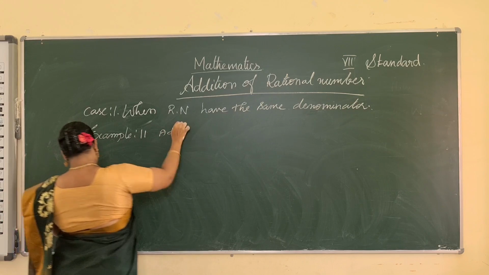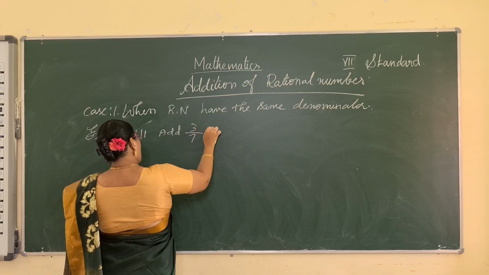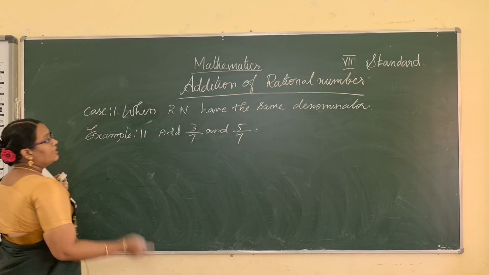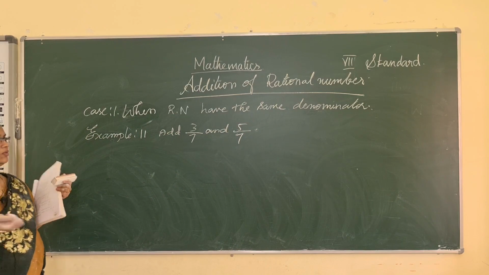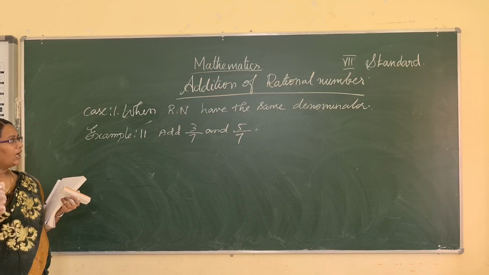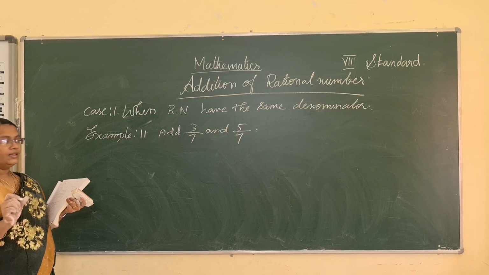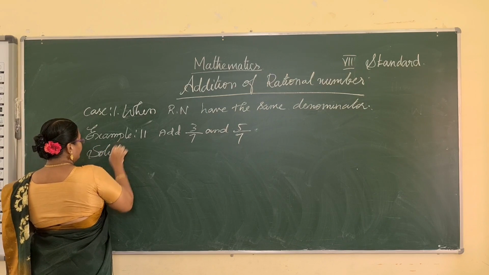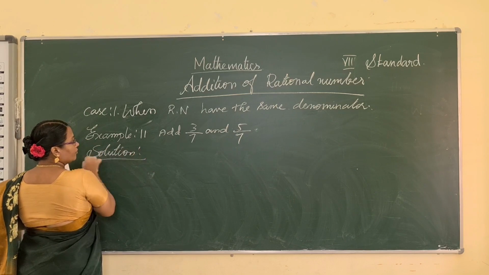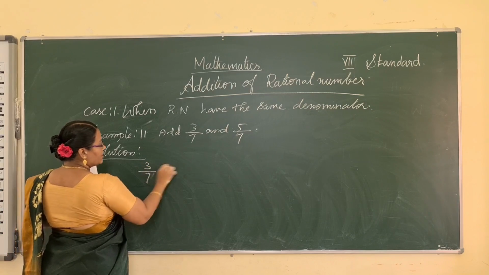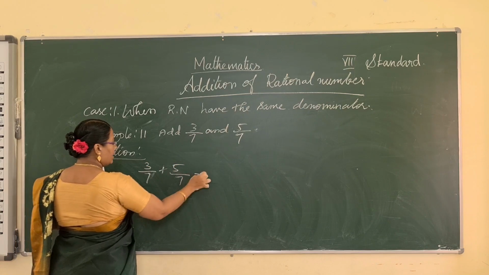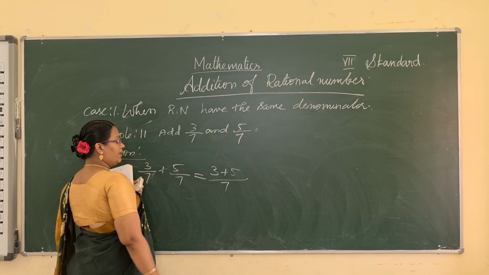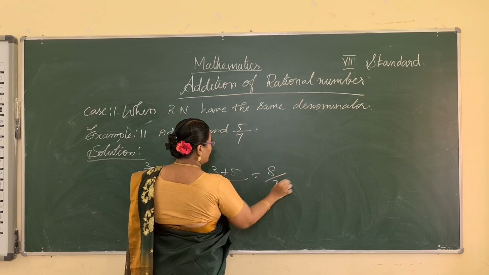See the example. Add 3 by 7 and 5 by 7. The denominators are the same. What do we do? Simple. Both are like fractions. Add the numerators and write the denominator. That's it. So the solution: 3 by 7 plus 5 by 7. The denominators are the same, so add the numerators, 3 plus 5 by 7. So 8 by 7. That's it.